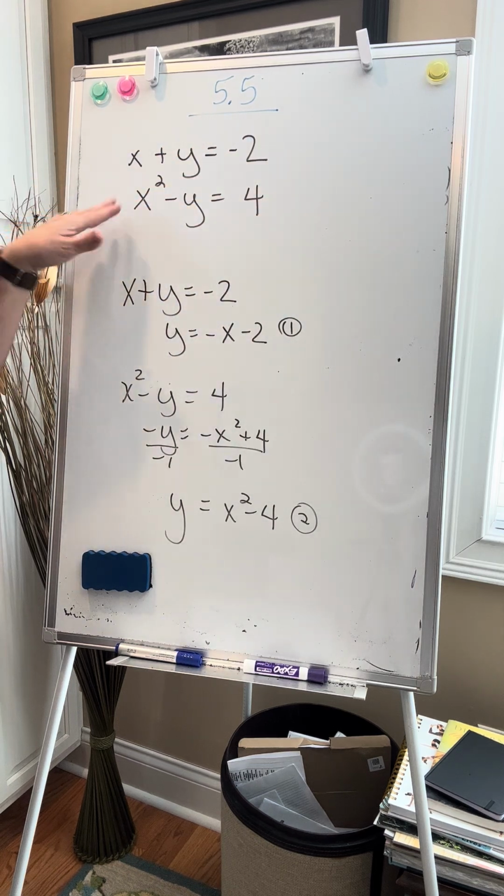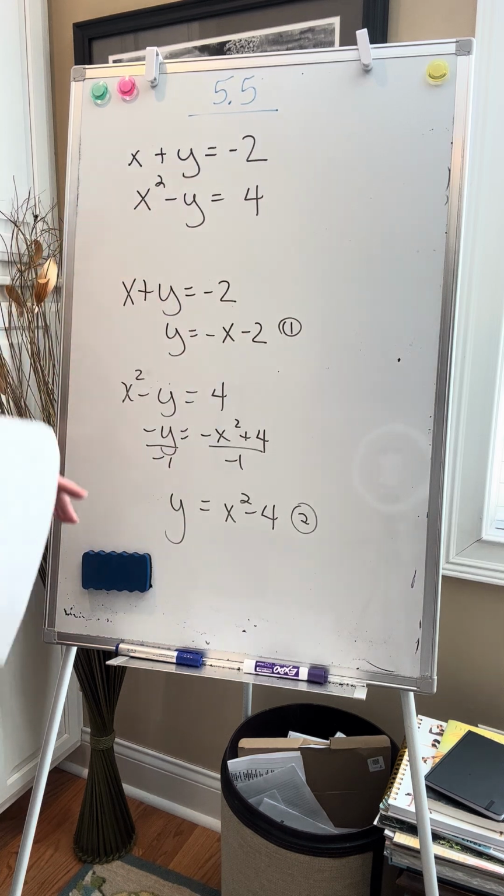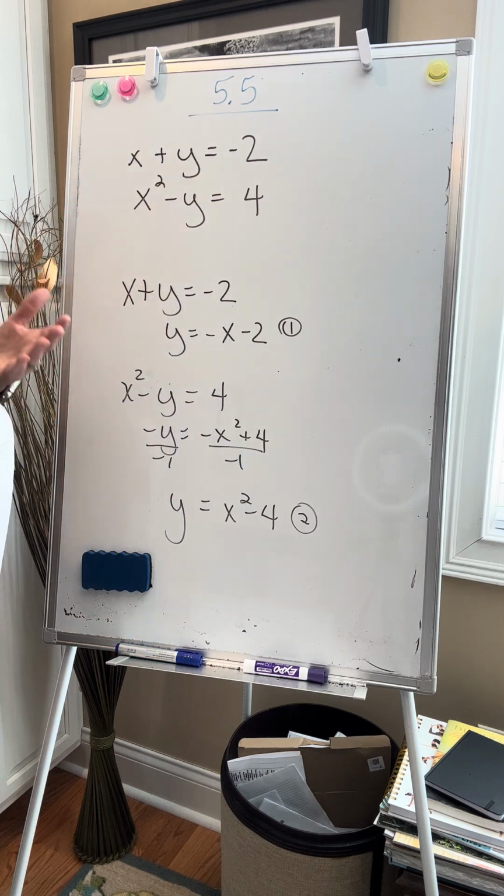But this second equation is nonlinear. It has an x squared in it, actually going to make a parabola shape. So in this section, at least one of the equations will be nonlinear. Now, to solve a system of equations, that means you're looking for their intersection, the point where the two have the same solution. In nonlinear, there could be more than one of those places.